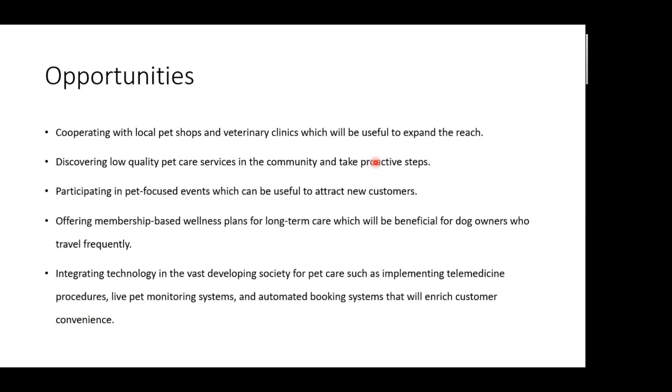So likewise, you have to thoroughly investigate the future potential chances of your business, which we call the opportunities, and you have to very carefully list down your opportunities under this section in your business plan.